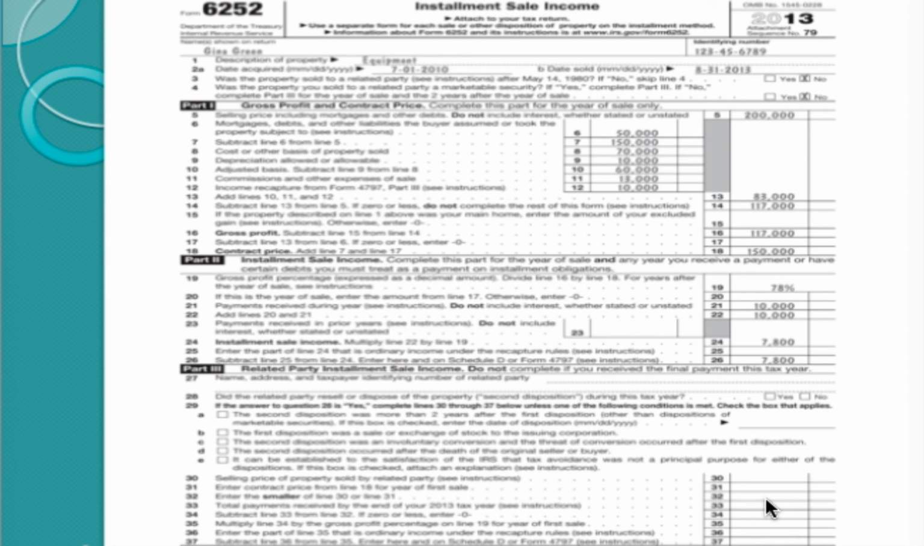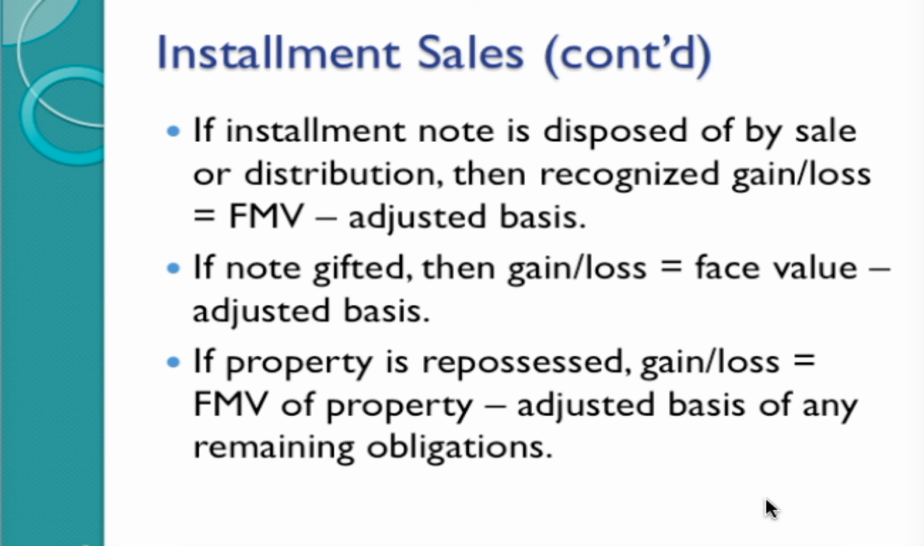Obviously, the 6252 form is what you would use to report installment income, and that is assumed whenever the installment payment system is used, but it can be opted out of.